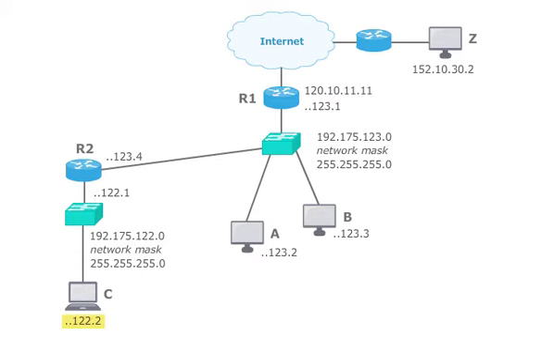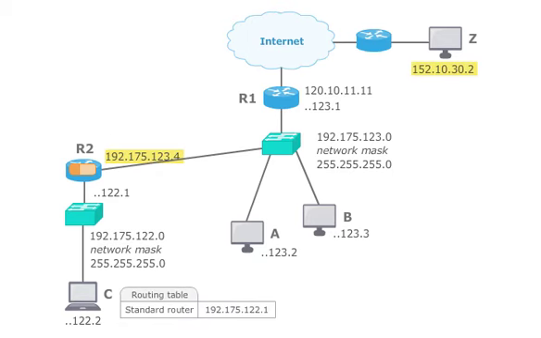If, for example, host C wants to send a datagram to the Internet, for example to host Z, the following steps are taken. It compares its network ID with the destination's network ID. They are not equal. Therefore, an entry for the destination address is looked up in the routing table but is not found. Afterwards, the entry for the standard router is used. The datagram is sent to 122.1, that is, router R2.